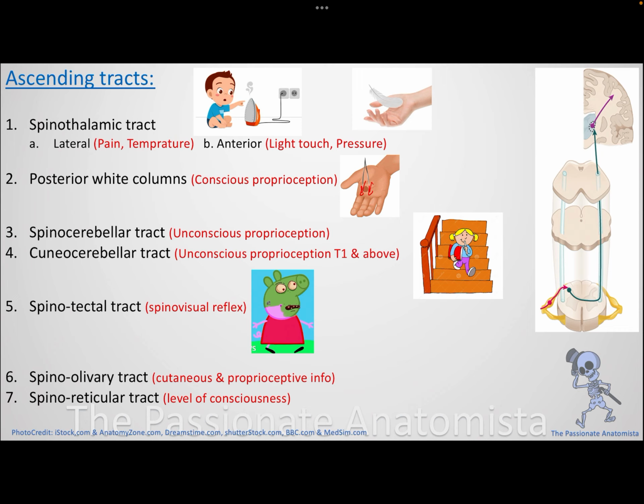Actually, this tract is not the spinothalamic, it's the posterior white columns. If you are sitting and I took your hands and tried to flex your hand, and I asked you what's happening to your hand, you will tell me you are flexing my hand. How did you know? Which tract is it? It's the posterior white column.